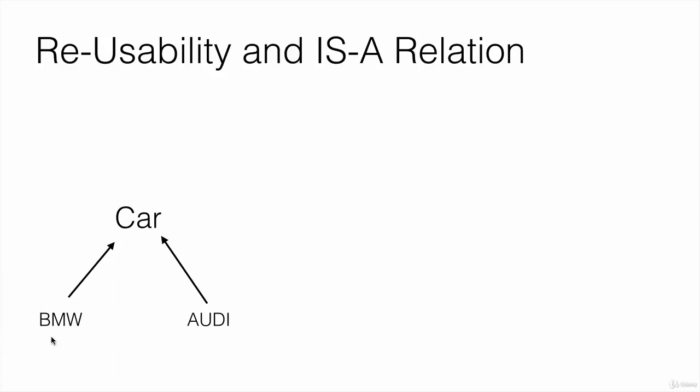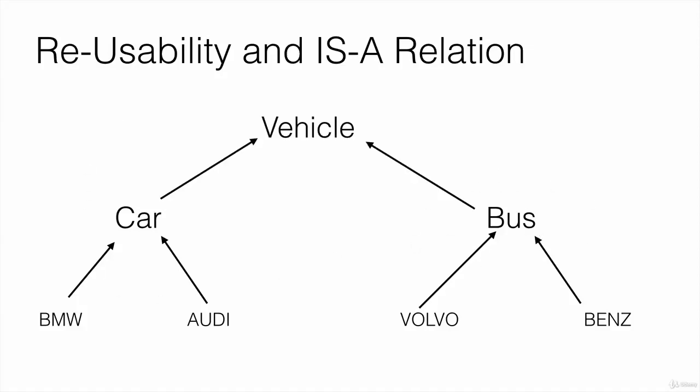For example, if we have BMW and Audi, which are two car brands, both these will have a lot of functionality in common. So we can push all that functionality into a parent class called car, and we can reuse that functionality across these classes. At the same time, if we have two bus brands, Volvo and Benz, both of these bus brands will have a lot of things in common which can be pushed into a common class called bus, which will be the parent class, and that functionality can be reused across these two classes.